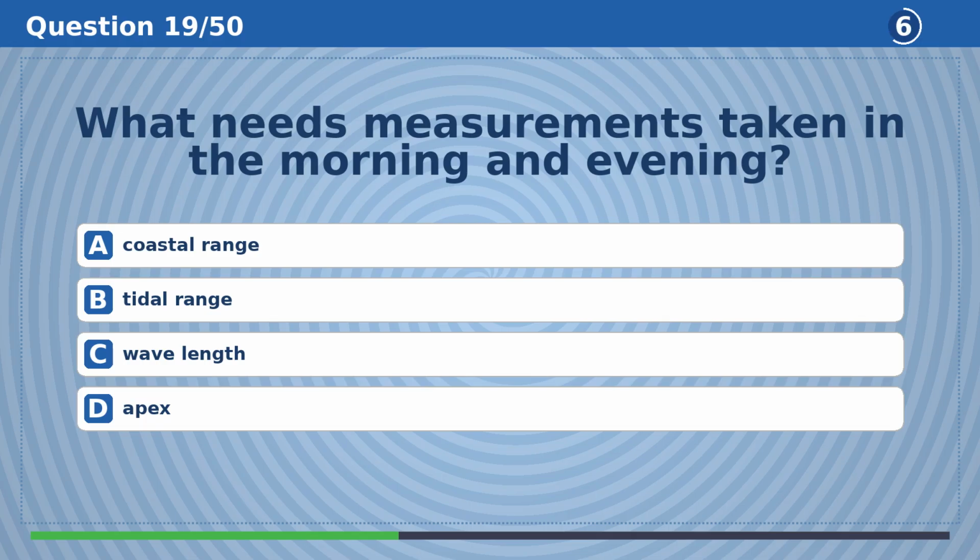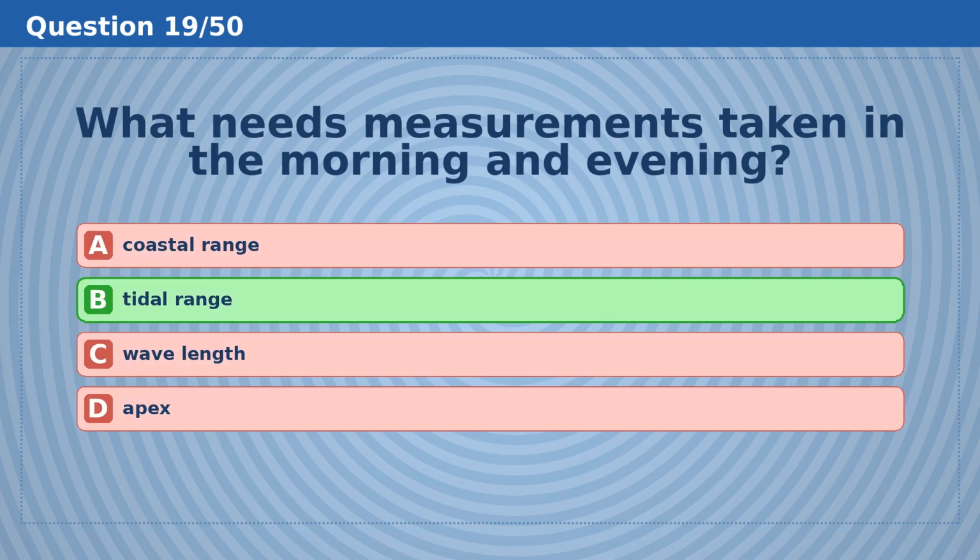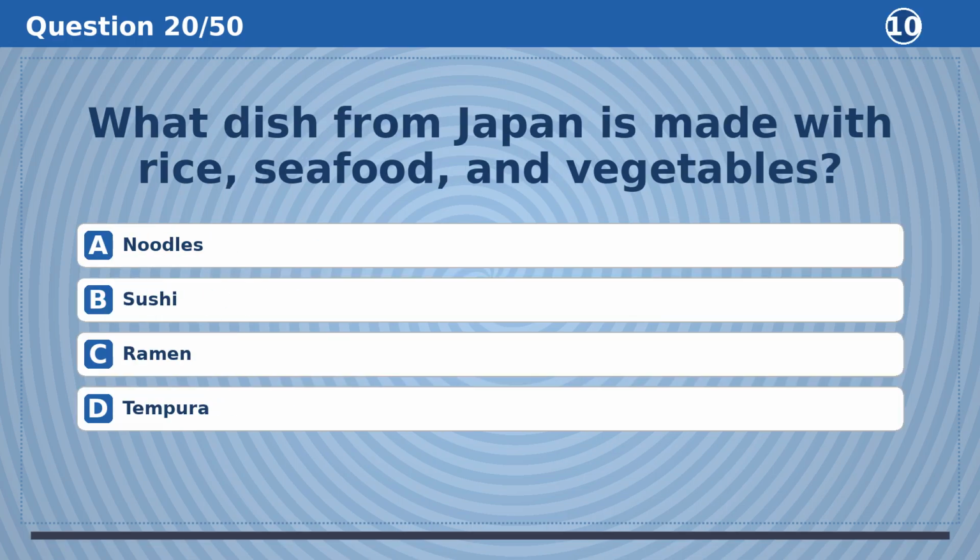What needs measurements taken in the morning and evening? The answer is B, tidal range.